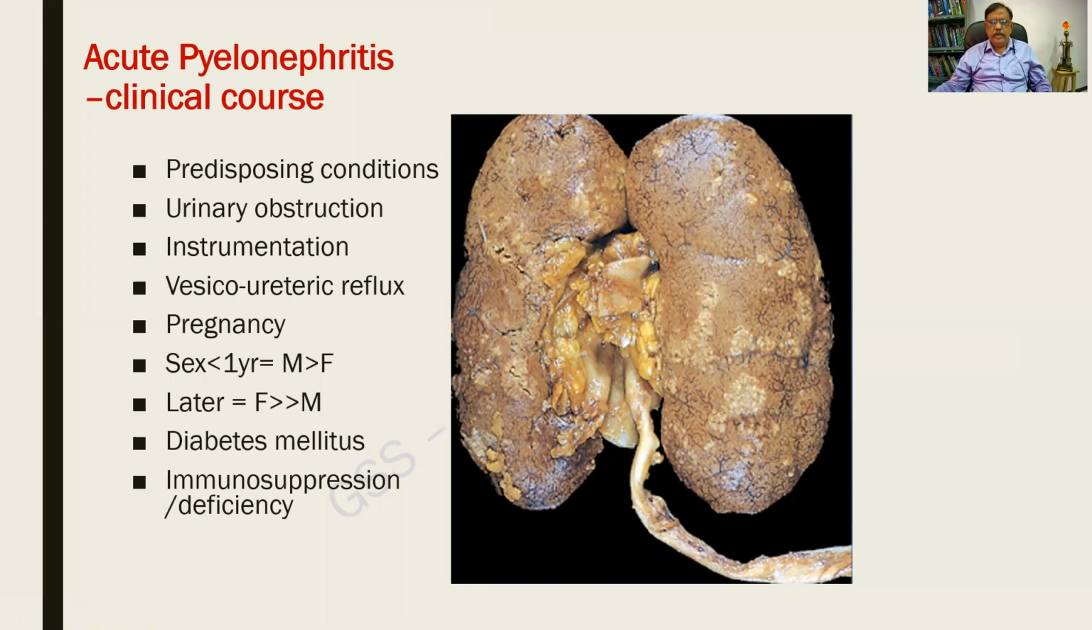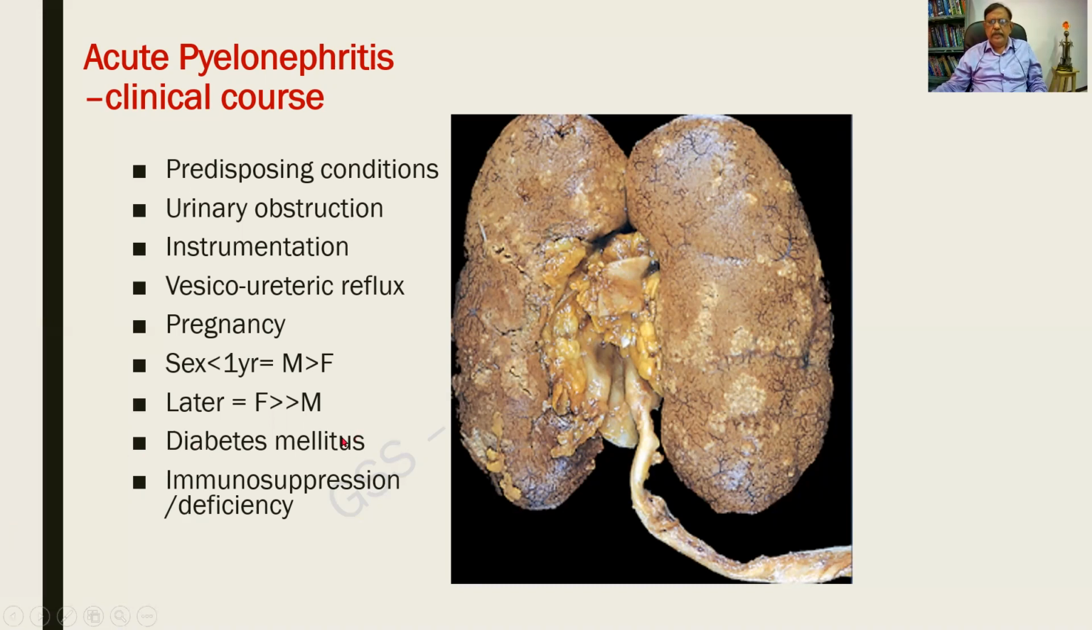As far as the sexual distribution, you find that less than 1 year, males will be greater than females in incidence. This is because they can have a greater amount of congenital abnormalities. But after a certain period, you find that females are more prone than males for urinary tract infection. In fact, they can be 10 times more common than males.